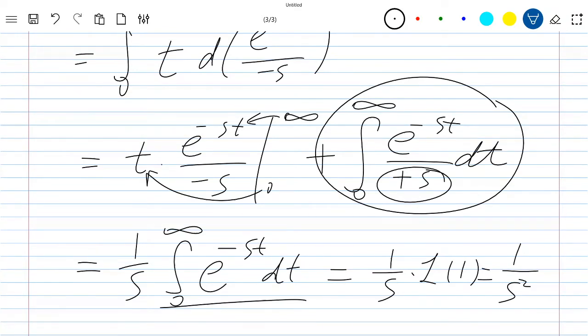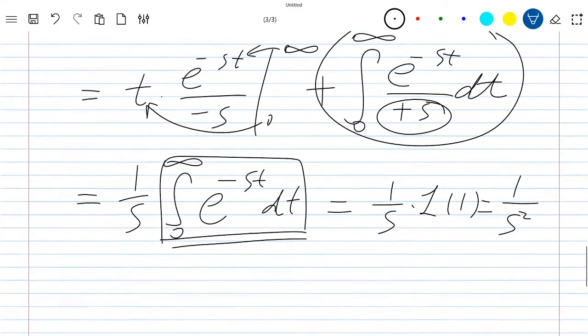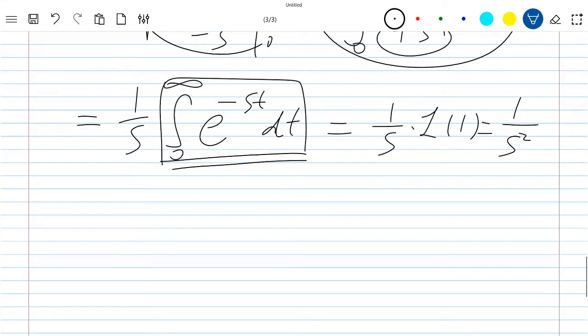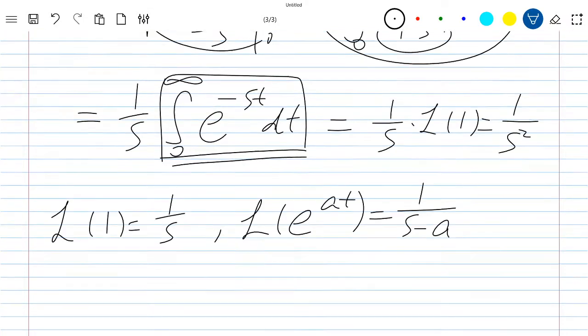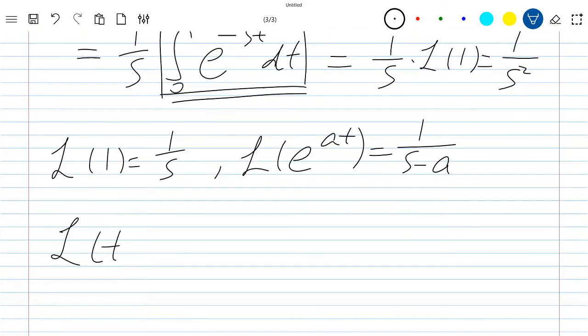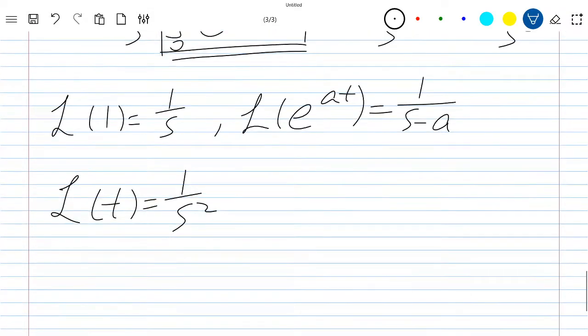And this thing is very typical, meaning we will get an integral into something that we have already seen. Okay, so that's 1 over s squared. Now let me summarize what we have. L of 1 equals 1 over s, L of e to the at equals 1 over s minus a, and L of t equals 1 over s squared. Okay, so we have 3 terms in our family, and we will have more and more.